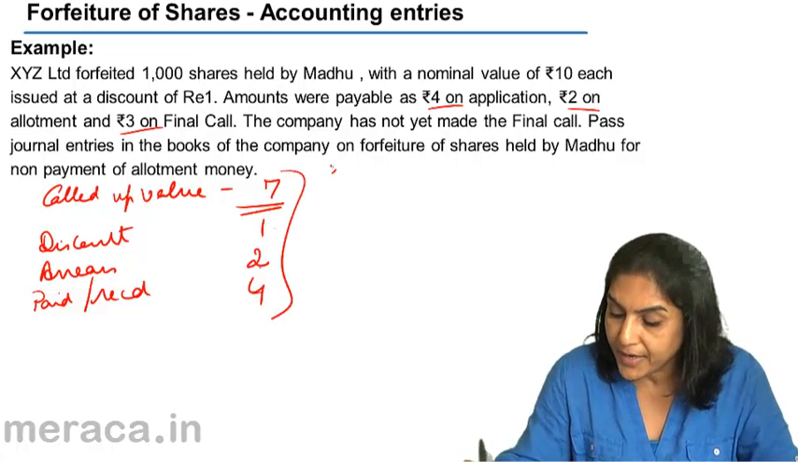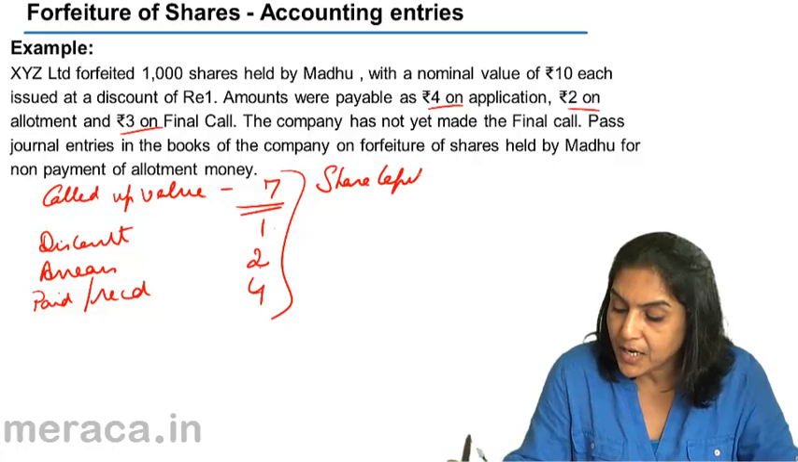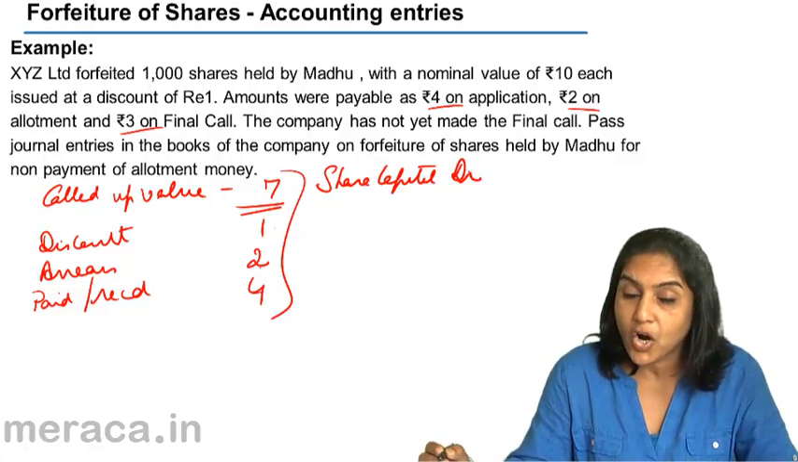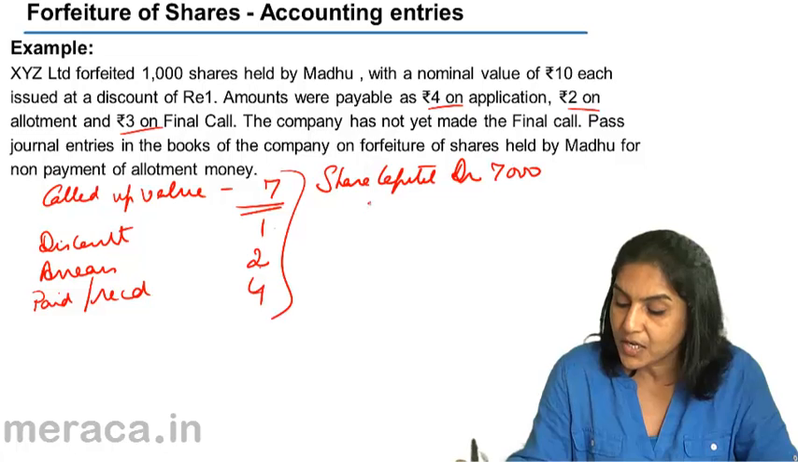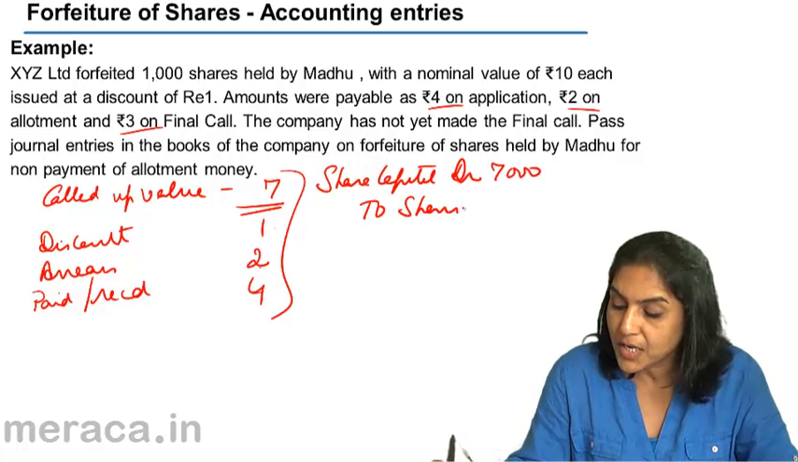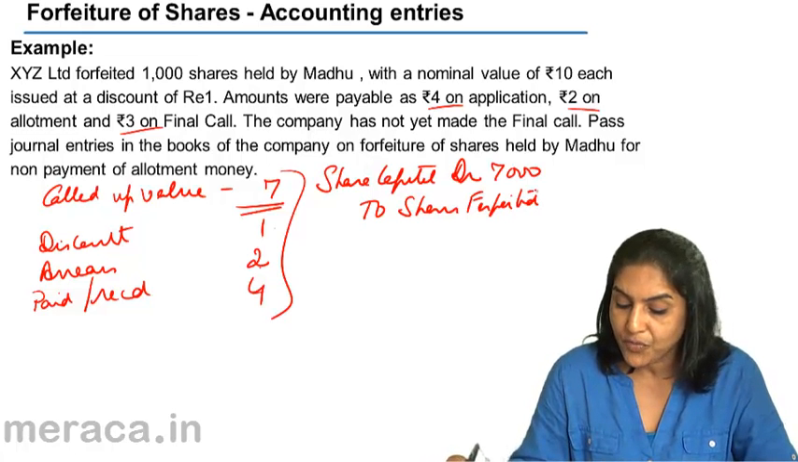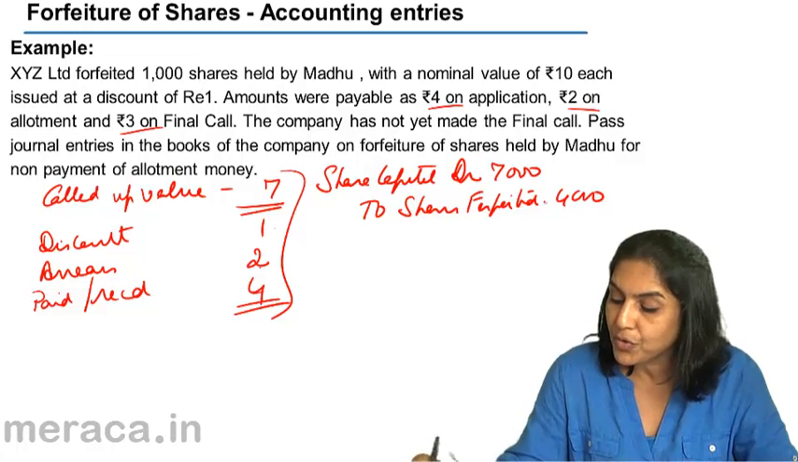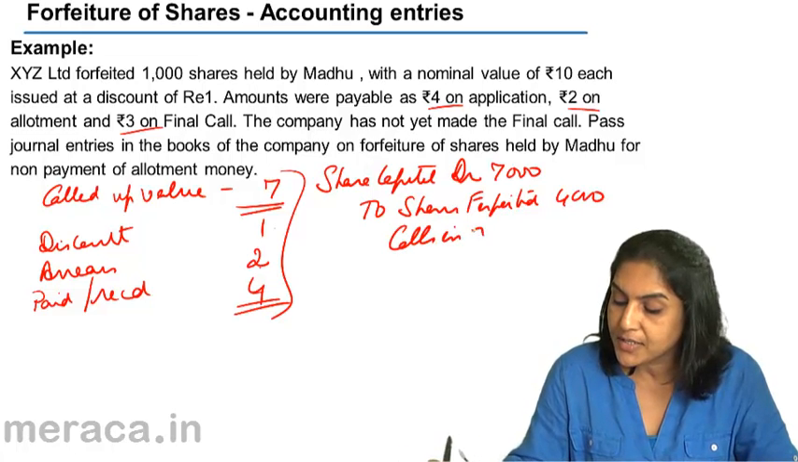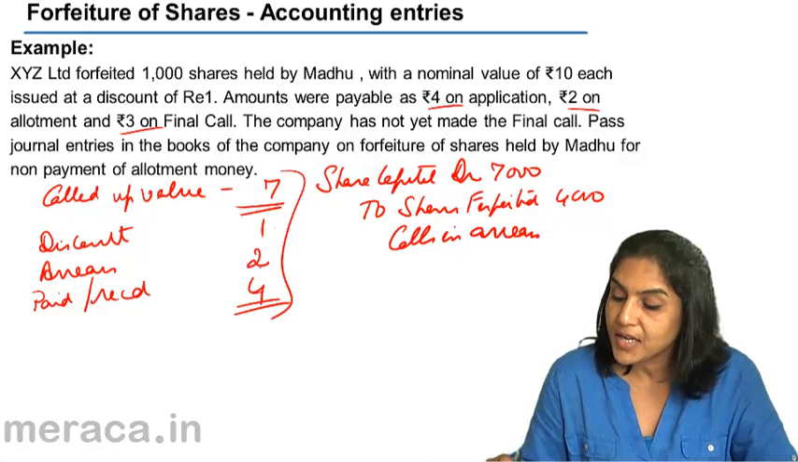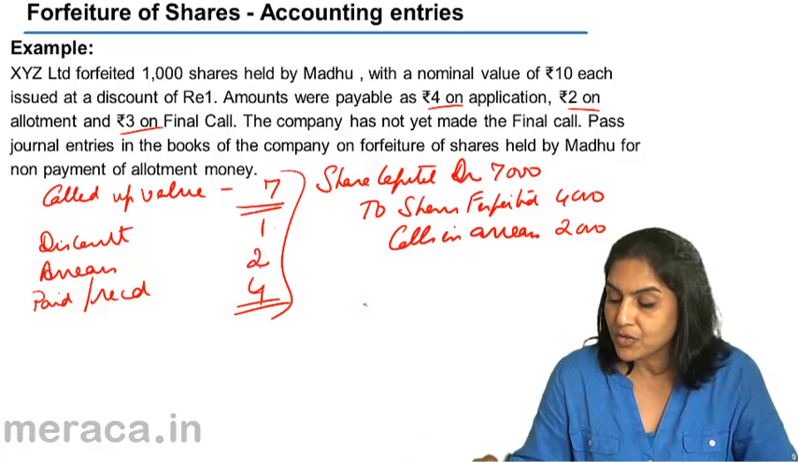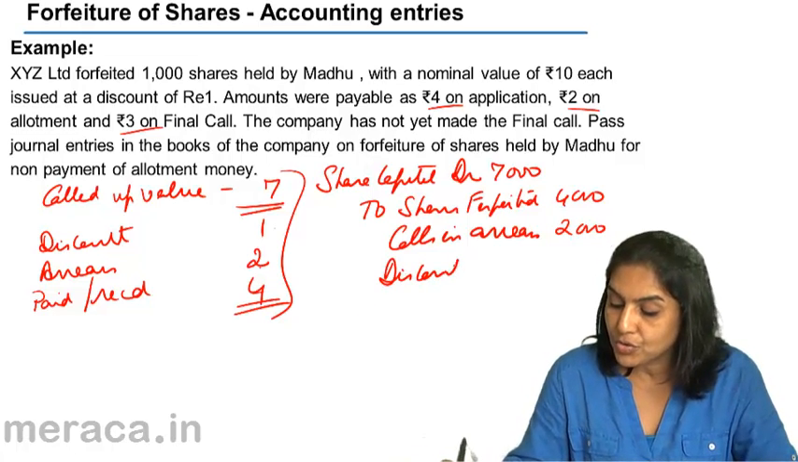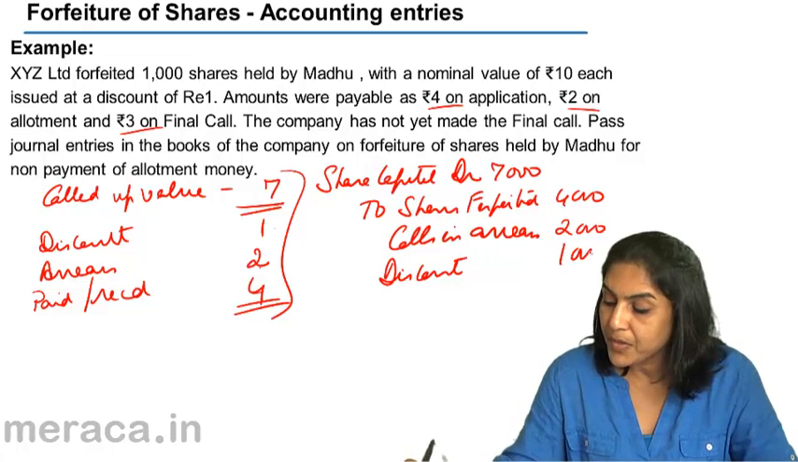So what is your journal entry? It should be share capital account debit with the called up value. What is the called up value? It is only 7. 7 into 1000 shares, 7000. To shares forfeited account with the amount collected on the shares forfeited. 1000 shares, we have collected 4 rupees. Therefore, we are talking about 4000. To calls in arrears, amount not received. What is in arrears? He has not paid 2 rupees. 2000, 2 per share into 1000 shares. To discount on issue of shares was 1 rupee per share. Therefore, 1000.